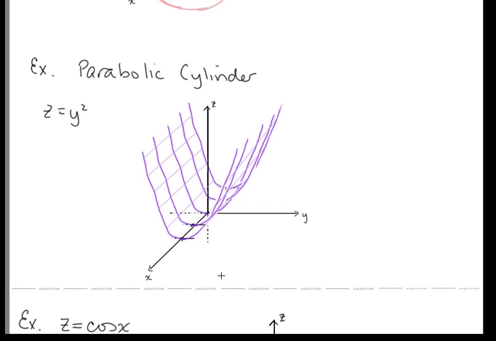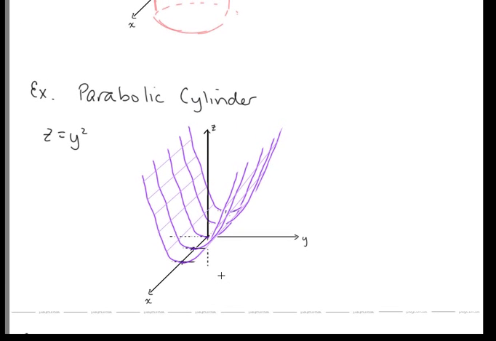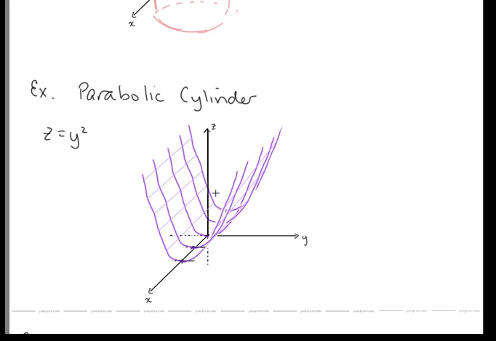Let's take a look at the one we had before. Again, we're looking for all lines that are parallel to a given line. All of these lines that we've got on our surface are parallel to the x-axis. And these lines have to go through a given plane curve. Well, they all go through the original z equals y squared in the yz plane.